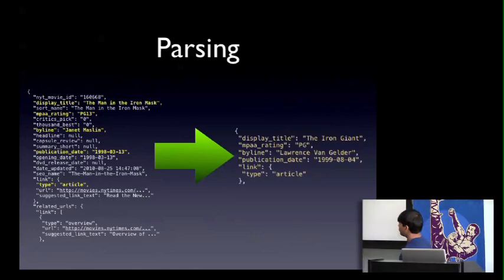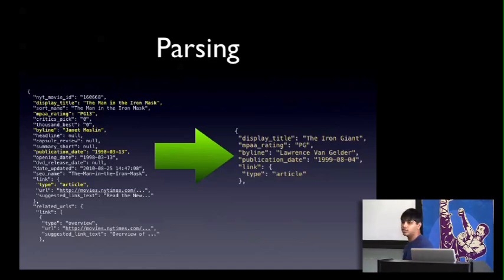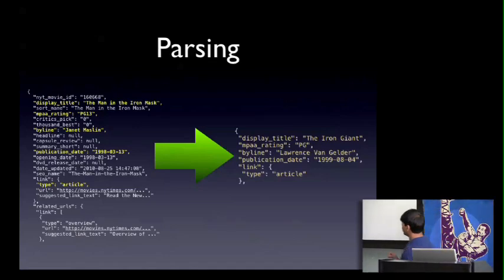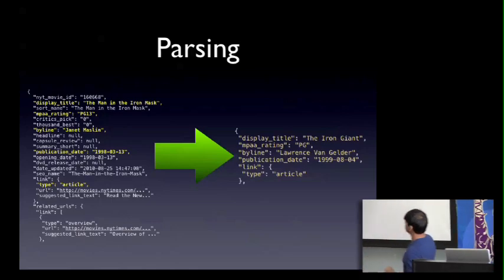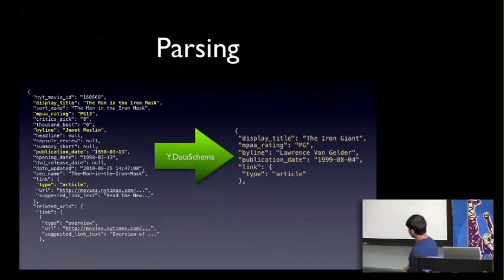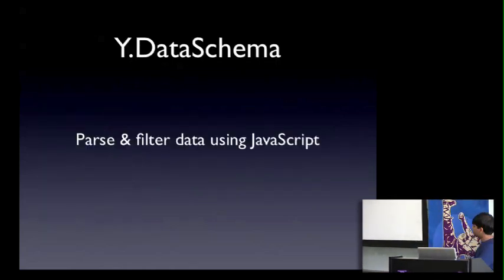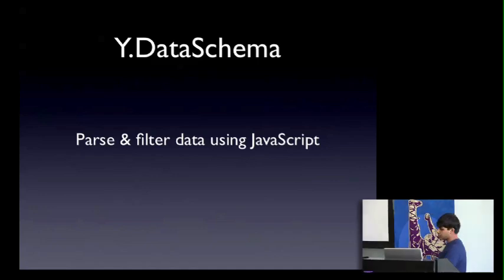But if you're using Facebook's API directly and you're interested in the newsfeed, you're going to get a lot of data back. Sometimes it helps when you just parse out the stuff that you want. In this case, we can use the data schema utility to parse out only those fields in yellow and get an object that looks like that. So basically, you're parsing and filtering data using JavaScript.